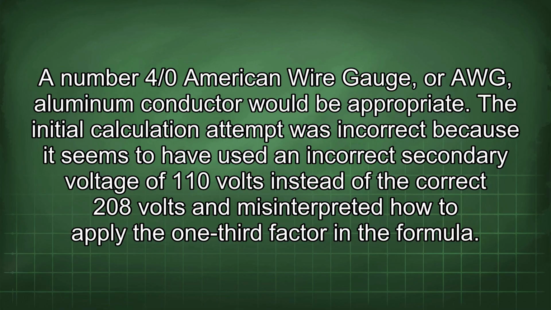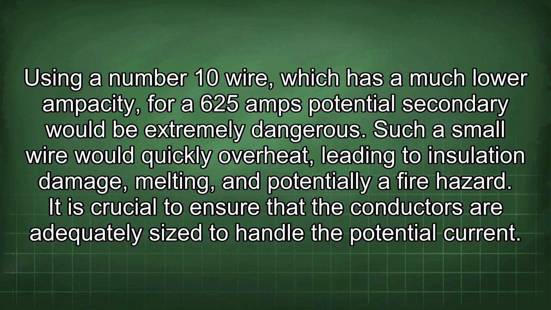The initial calculation attempt was incorrect because it seems to have used an incorrect secondary voltage of 110 volts instead of the correct 208 volts and misinterpreted how to apply the 1/3 factor in the formula. Using a number 10 wire, which has a much lower ampacity, for 625 amps potential secondary would be extremely dangerous. Such a small wire would quickly overheat, leading to insulation damage, melting, and potentially a fire hazard.